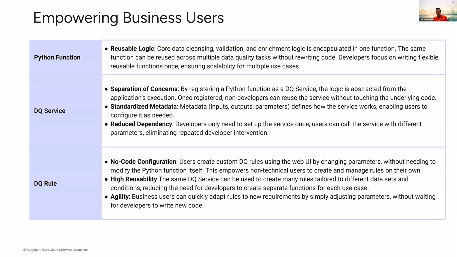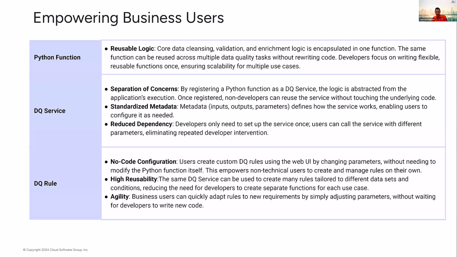If you have a simple use case and it is already covered through one of the DQ services, you do not have to go back to a developer. You do not have to learn to code in Python to build those rules. So if you look at this grid, when you are building this Python function as a developer, your focus should be writing the most flexible, most reusable functions that are scalable across a wide range of use cases. When you deploy it as a service, you're basically separating the concern.